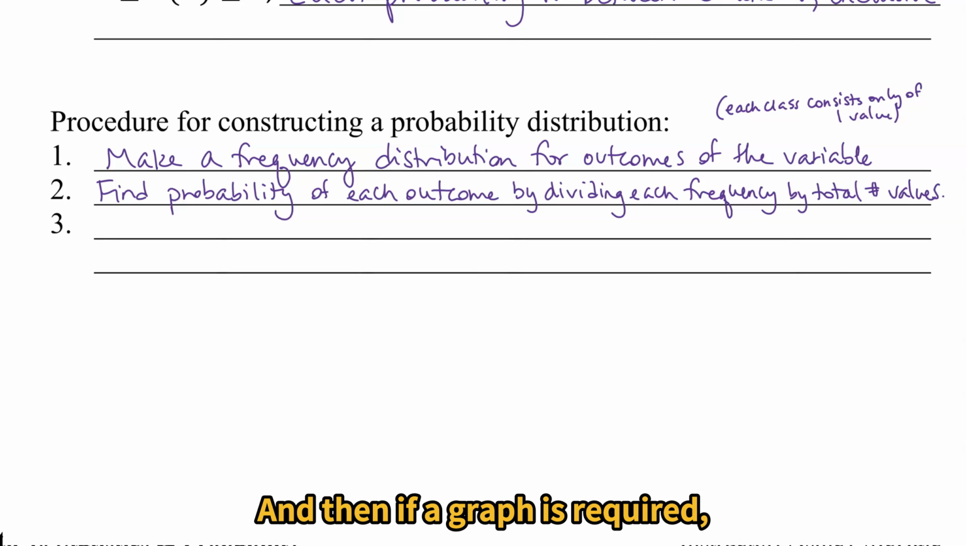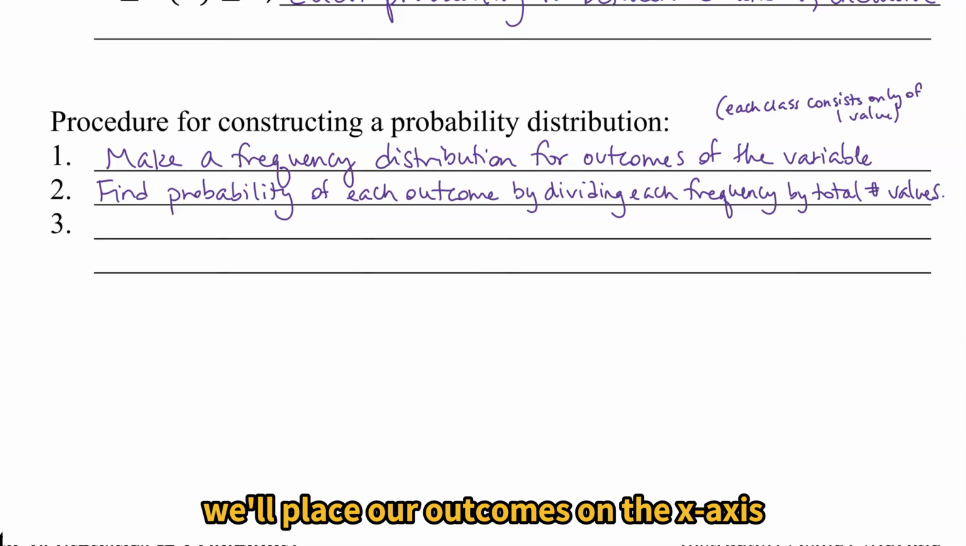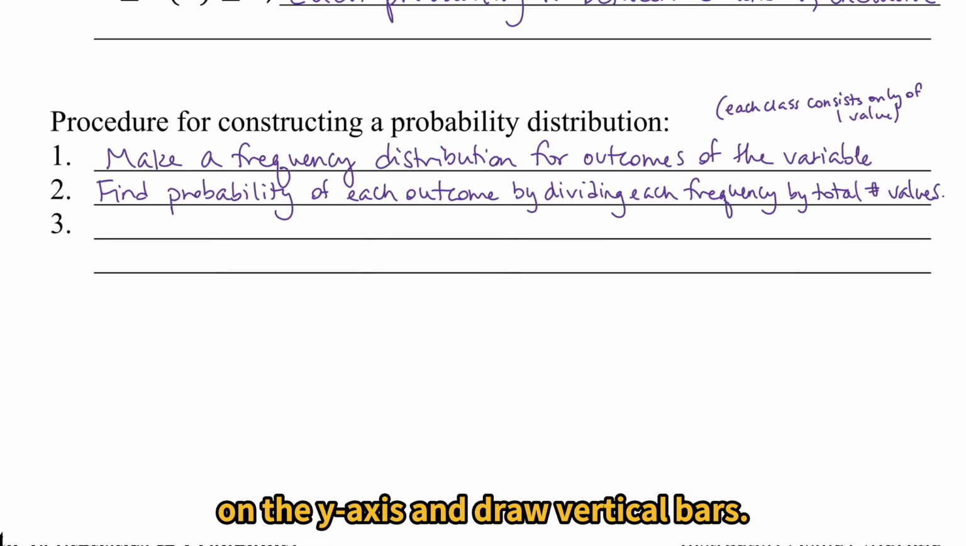And then if a graph is required, we'll place our outcomes on the x-axis and the probabilities on the y-axis and draw vertical bars.